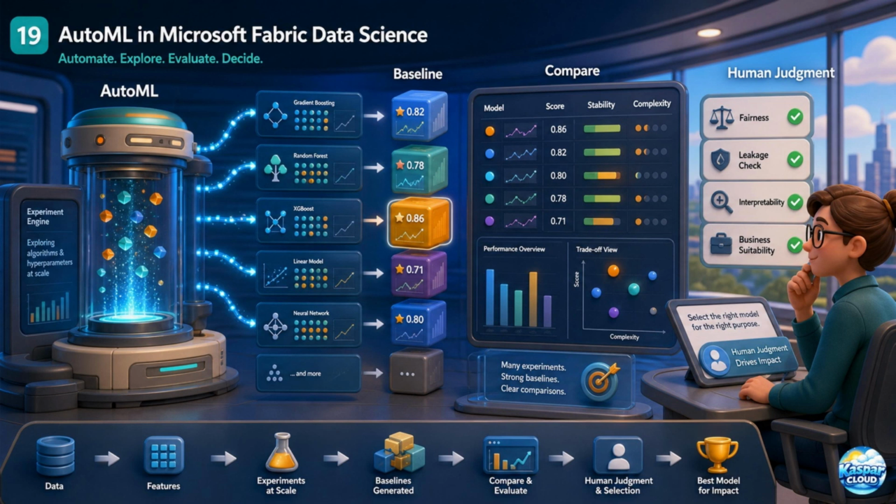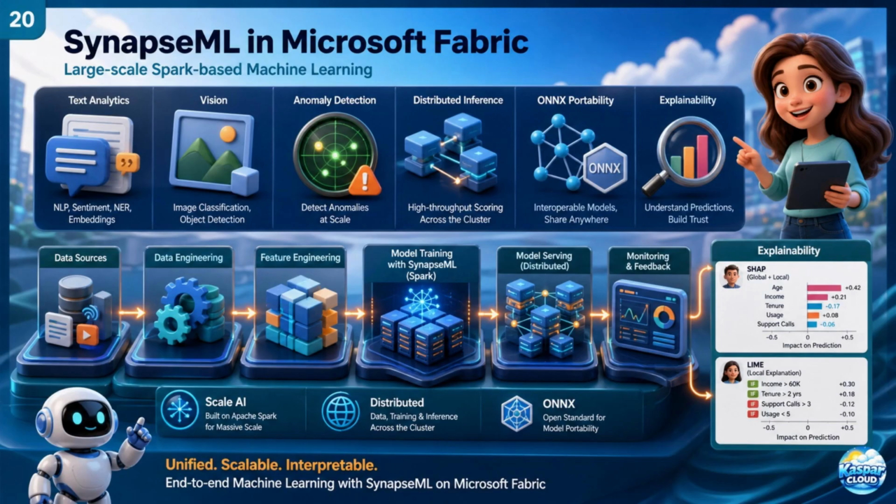A responsible team still needs to validate data quality, leakage risk, fairness, interpretability, and business suitability before relying on the final model. SynapseML adds another layer of scale and capability. It extends Spark-based machine learning workflows and supports use cases such as text analytics, computer vision, anomaly detection, distributed inference, ONNX integration, and large-scale AI pipelines.